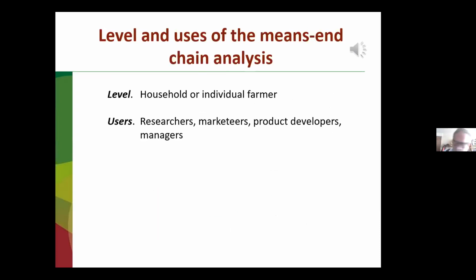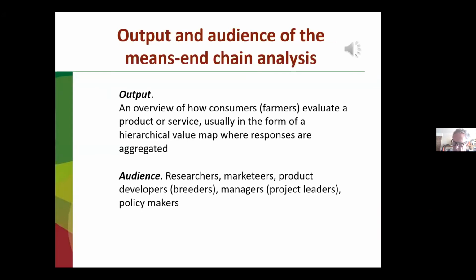The means and chain analysis is usually conducted with just one person, so an individual, and it can be used by a variety of people such as researchers, marketeers, product developers, and managers. The output that you generate is an overview of how consumers, and in our case likely farmers, evaluate a product or service and why they value it. This is usually in the form of a hierarchical value map, where you aggregate the responses of a group of respondents so that you get an overview of how a certain group of people evaluates the product or service.